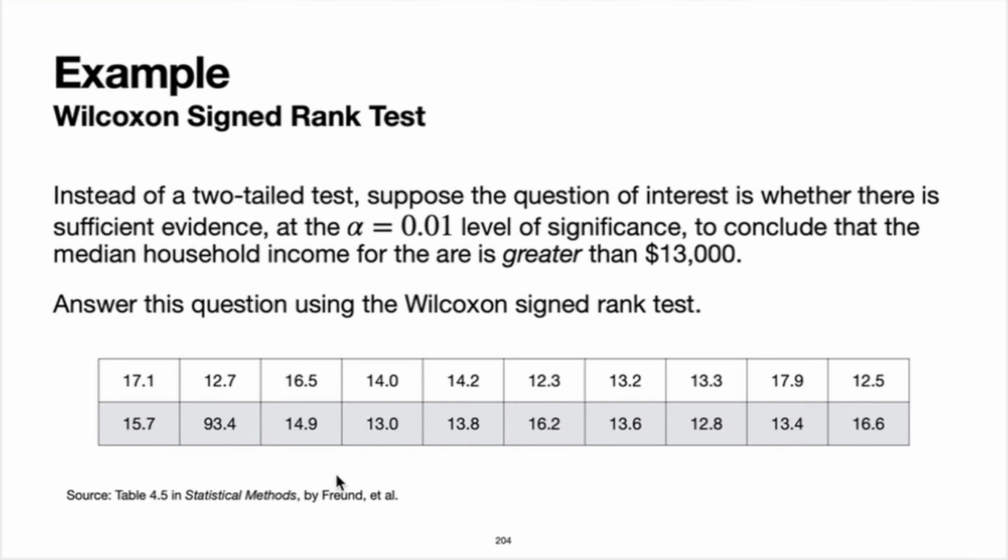Notice that most of these values are in the range from around 10 up to 20, but we do have one value that's way up there at 93.4. So that might lead us to conclude that the distribution has some skewness to the right. And it may give us pause in considering the Wilcoxon signed rank test to be appropriate here. But you see how it works.